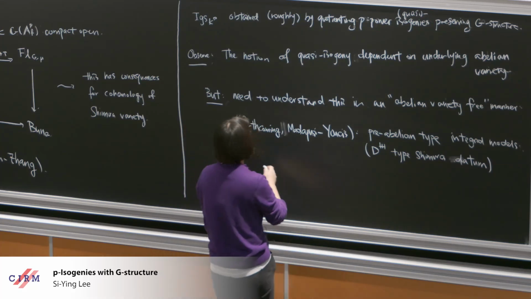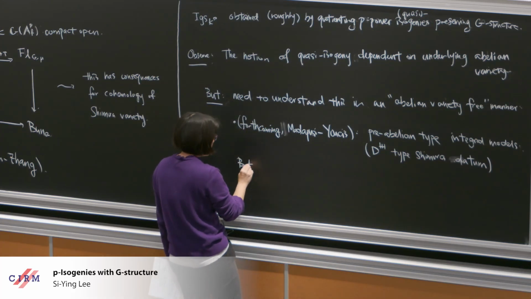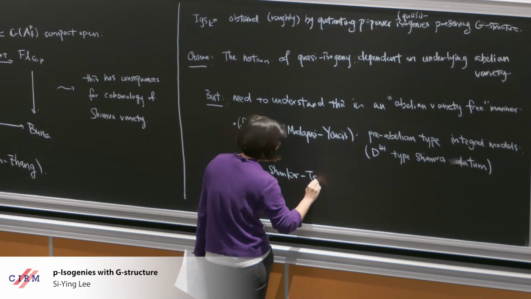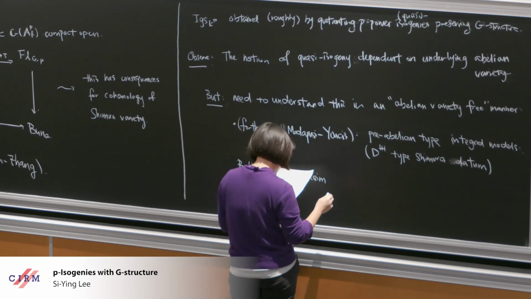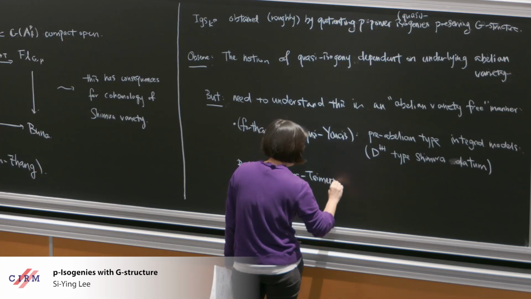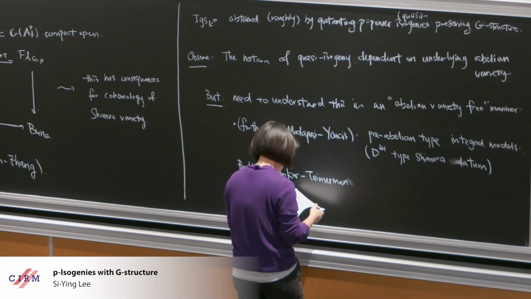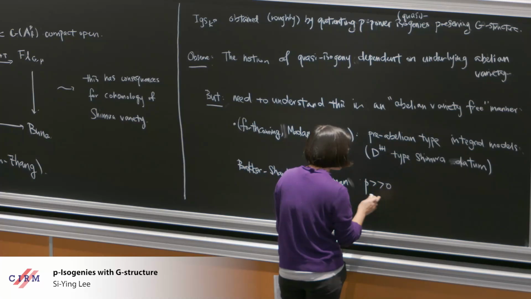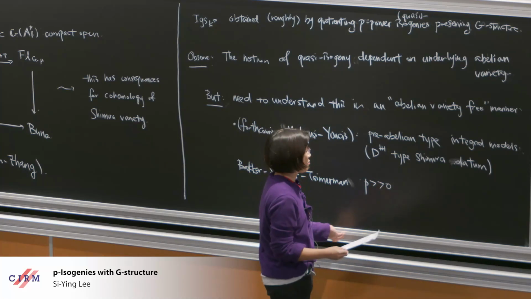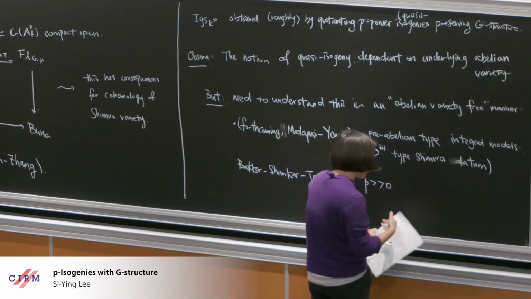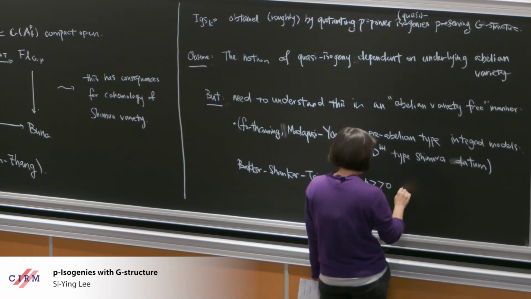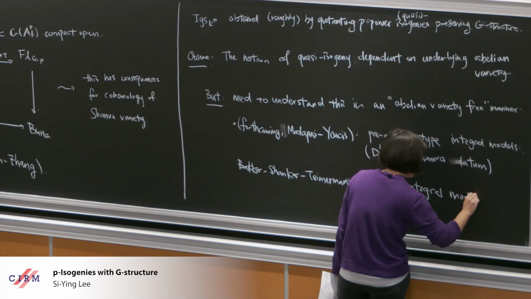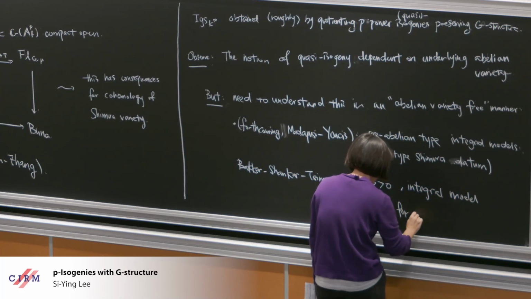And the other one is this work of Bakker, Shankar, and Zimmerman. I hope I spelled his name correctly. If you allow a very inexplicit large prime p, then they also show that there is an integral model for exceptional type Shimura varieties.